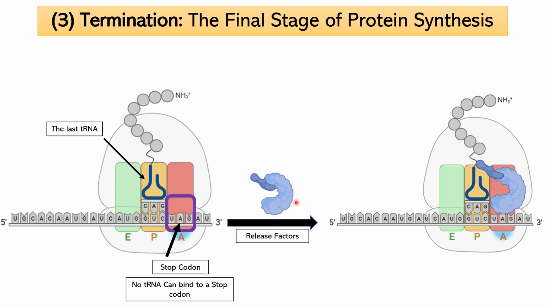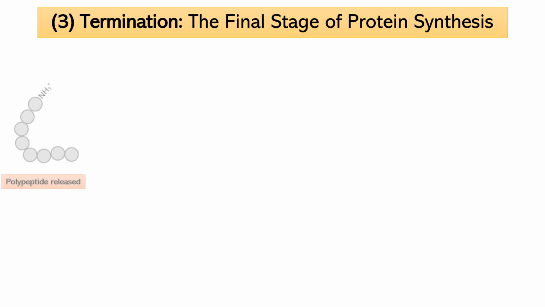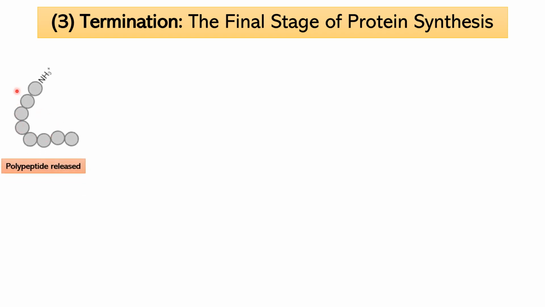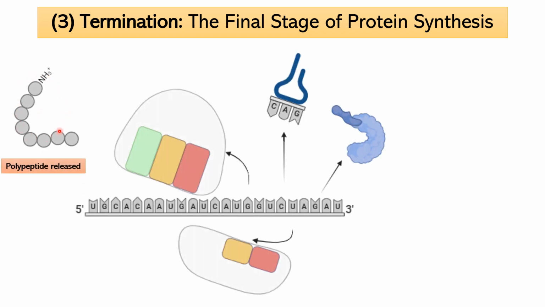Release factors will bind to the stop codon, and then they will catalyze the cleavage of the polypeptide chain from the last tRNA. After cleaving the polypeptide, the polypeptide is dissociated, and this will be followed by the dissociation of both ribosomal subunits, the tRNA, the acylated tRNA, and the release factors.